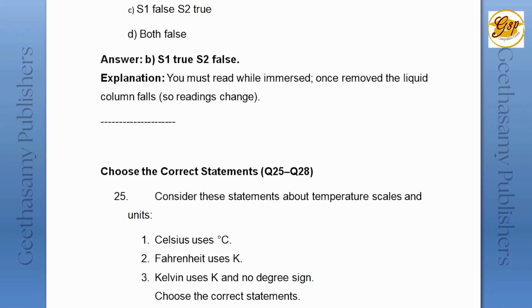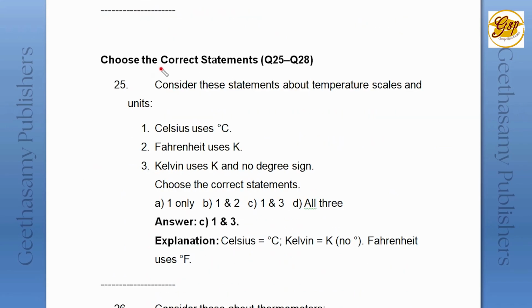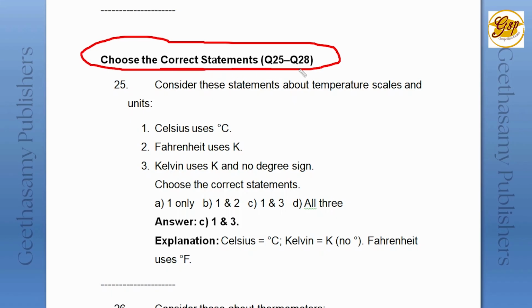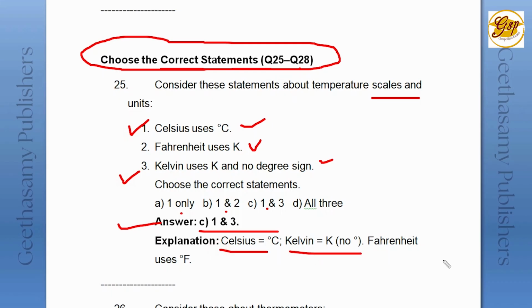Right? Fine. Choose the correct sentences, from 25 to 28. There are 4 questions. Right? Consider statements on temperature scales and units. 1: Celsius uses C. 2: Fahrenheit uses K. 3: Kelvin uses K with no degree sign. Choose the correct one: 1 only, 1 and 2, 1 and 3, all 3. The correct answer is 1 and 3 only. Okay, so Celsius uses C, Kelvin is K with no degree, Fahrenheit uses the degree sign. So 1 and 3 only.